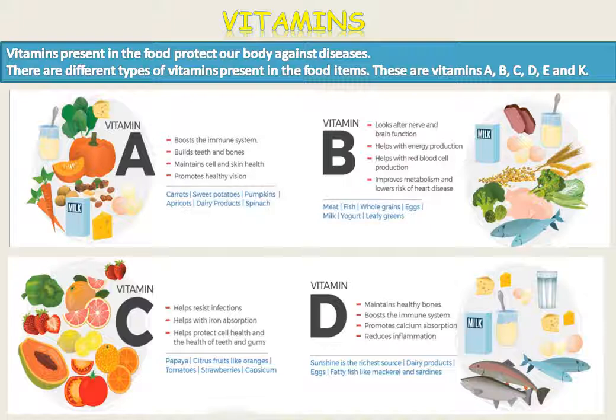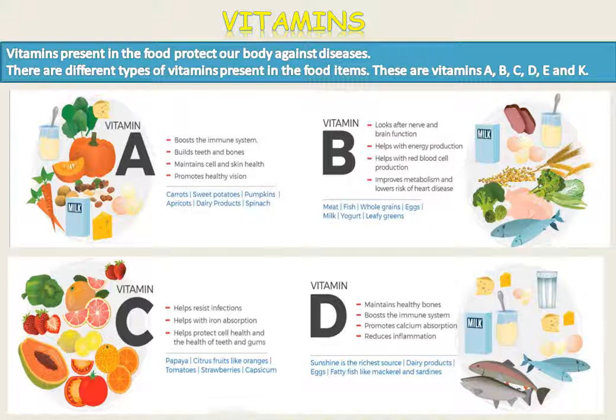So we don't need to eat anything if we feel the sunshine, or if we are under sunlight, then vitamin D will be obtained for us. Then dairy products. Dairy products like milk, ghee, etc. are rich in vitamin D. Eggs, fatty fish like mackerels and sardines are also big sources of vitamin D.